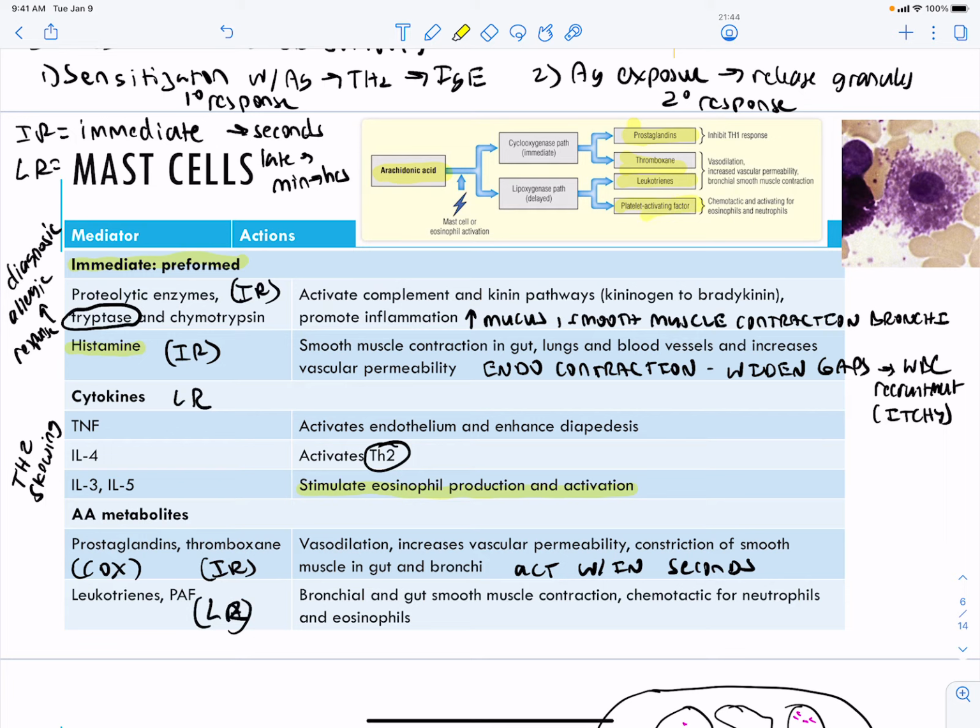Your prostaglandins are going to inhibit Th1 responses. Your leukotrienes and thromboxanes are going to be for vasodilation and smooth muscle contraction. Platelet activating factor is going to be chemotactic and is important for activating eosinophils as well as your neutrophils.